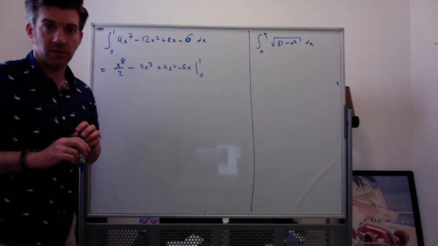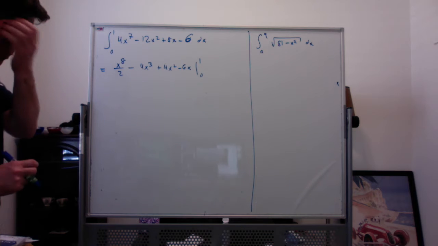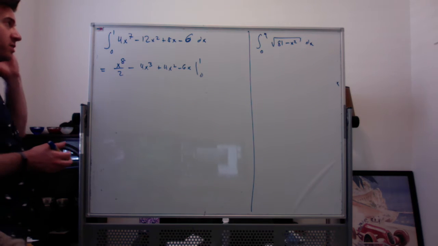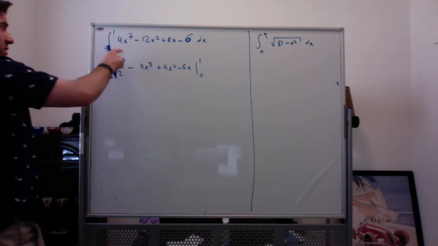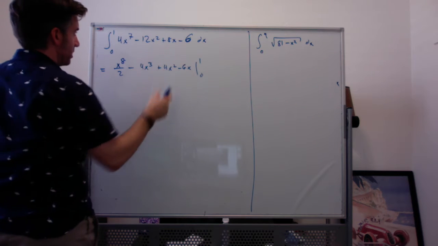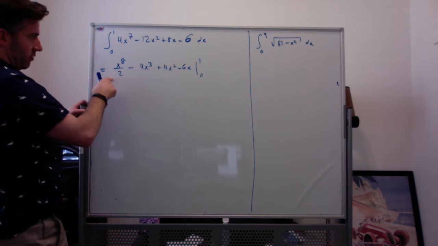Here are some definite integrals, which is problem 8 on the practice midterm, or the midterm review. So the first one is the integral from 0 to 1, actually of the first integral from problem 7. So it's the integral from 0 to 1 of 4x to the 7th minus 12x squared plus 8x minus 6. The antiderivative of this is 4x to the 8th over 8, which is x to the 8th over 2.